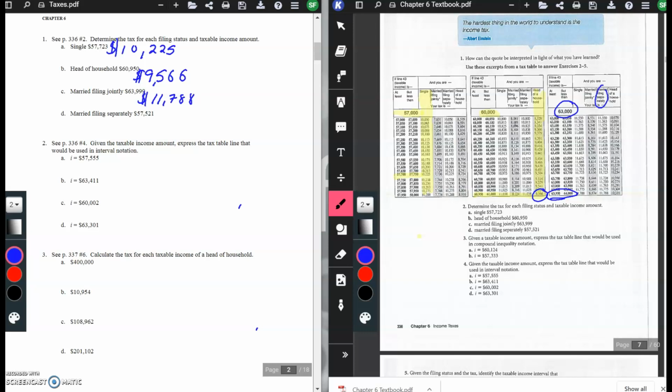And then our last one is married filing separately, 57,000 range. So we're going to look at this first table here for our 57,000. And that is going to be 57,521. So 521 is between 57,500 and 57,550. So married filing separately is right here in this column right here. So we are going to be right here at 10,175.